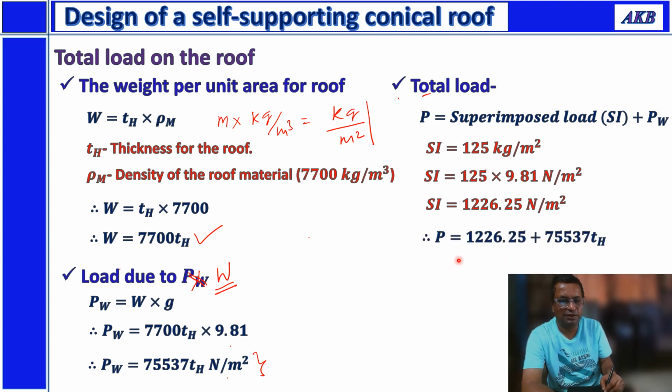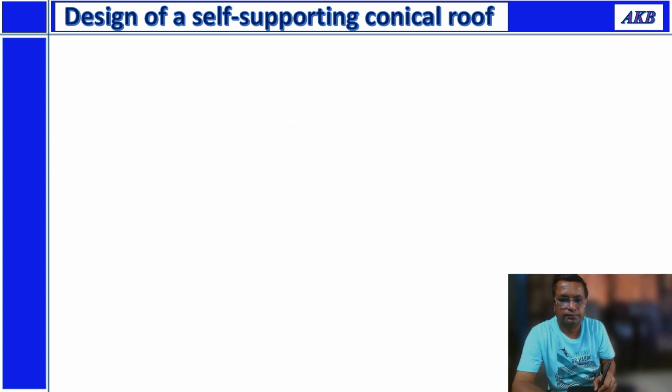Therefore total load P will be addition of superimposed load, that is 1226.25 plus 75537 into TH. So this is the total load that acts on the roof, and that will be considered for calculating the thickness. Okay, so we got the total load, had denoted it as P, but let me denote it as PT. So PT stands for total load that is acting on the roof.